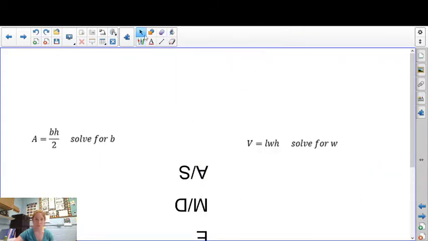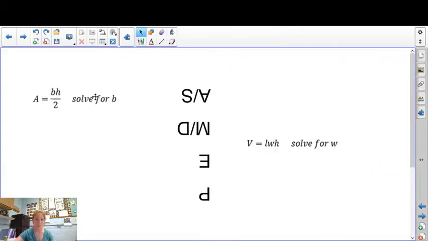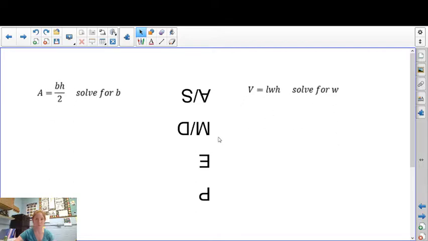I think these are our last two. All right, let's go ahead and try them. Let's go ahead and identify what letter we're doing. We're going to solve for B, and B's on top here with my H. Okay.